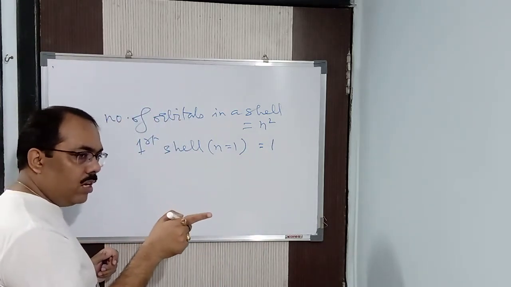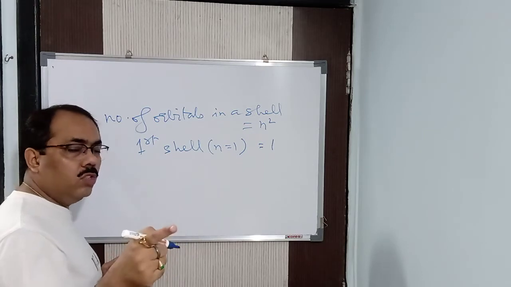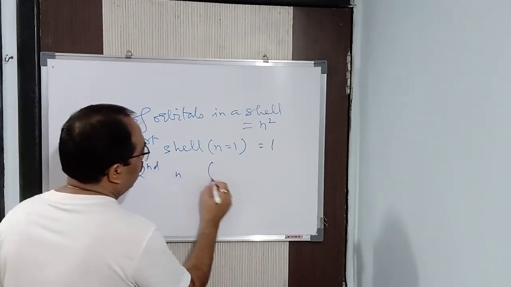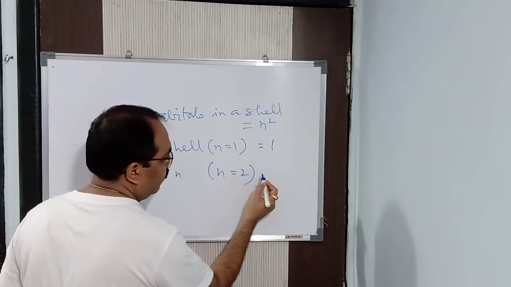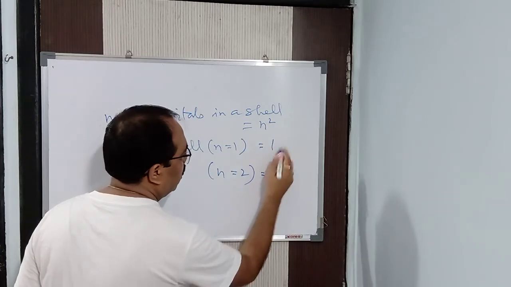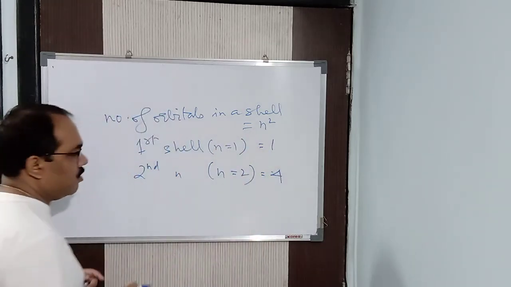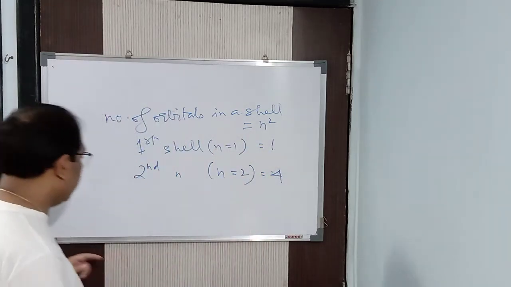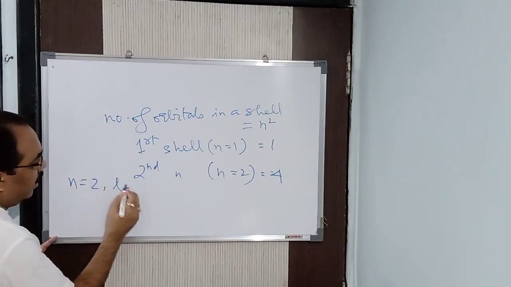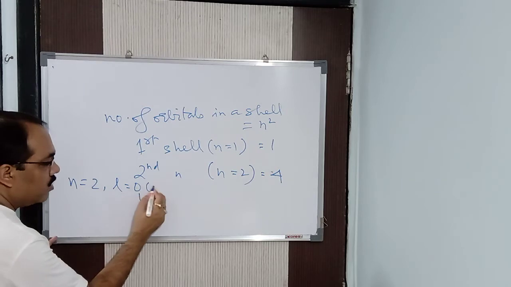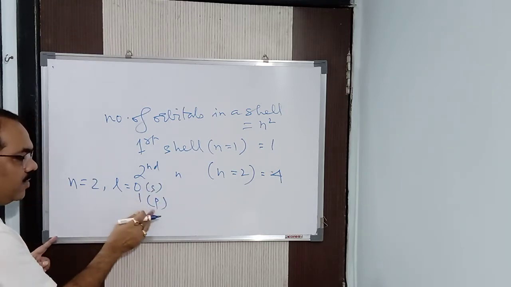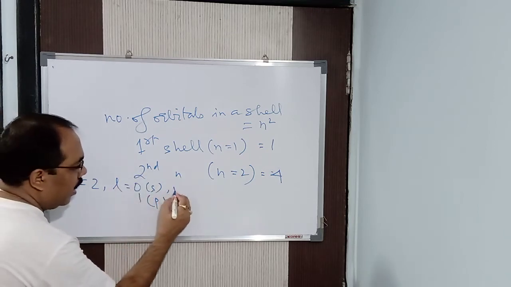Just now I said, when n is equal to 1, L is equal to 0, M is equal to 1. So 1 orbital. Similarly, second shell, n is equal to 2, L shell. So 2 square, that is how much? 2 square is 4 orbitals. So here 1 orbital, here it is 4 orbitals. How is it 4? Let us see. N is equal to 2, L is equal to 0 and 1. 0 means S subshell, 1 means P subshell. S subshell, how many orbitals?